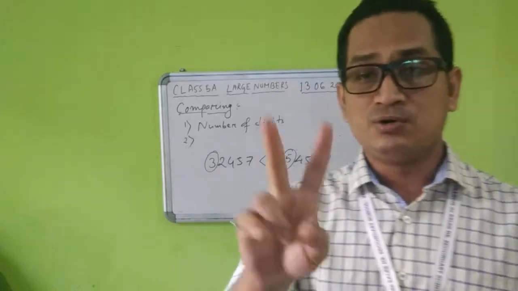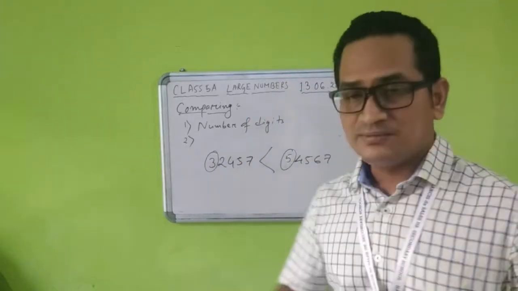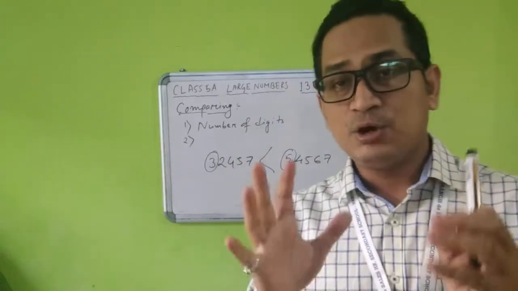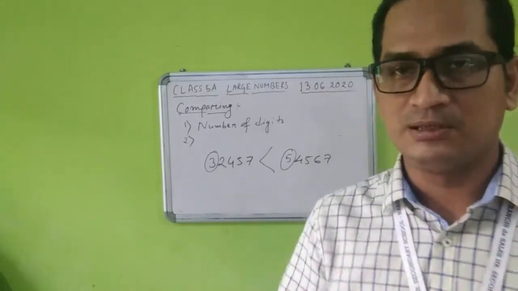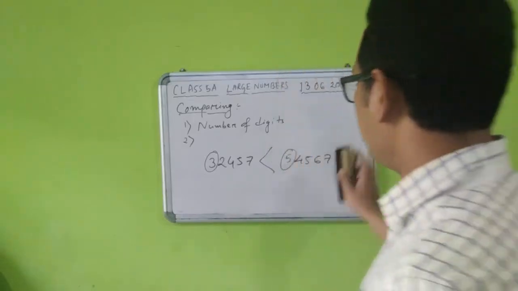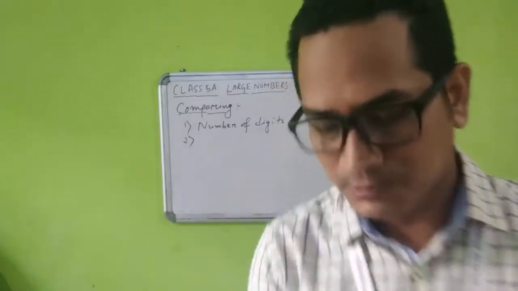So this is rule number 2. That means if the number of digits are the same, then you have to go to the extreme left digit, or the highest place of that particular number. Okay. Now let us go for the third rule.